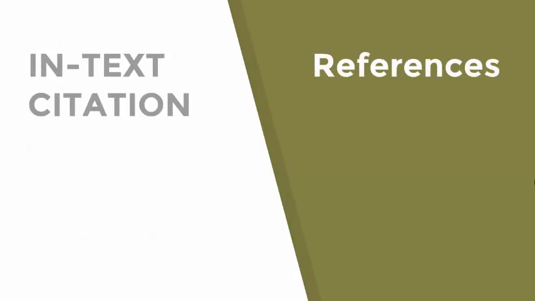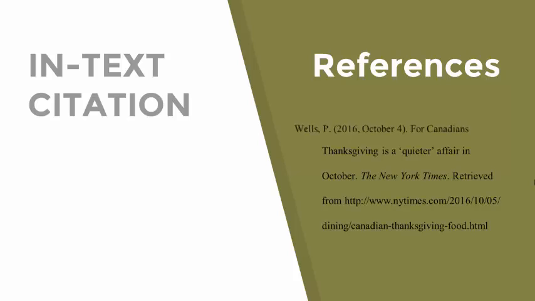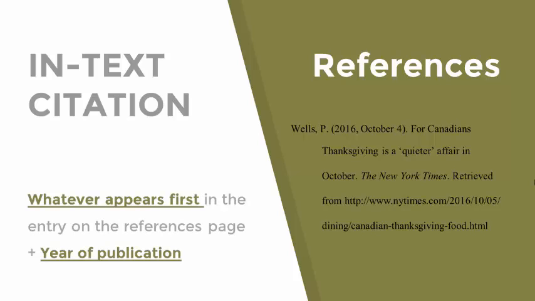Now, we can use a reference to help us figure out our in-text citation. Take a look at our reference here. We're going to use a couple of things from this reference for the in-text citation. First of all, we'll use whatever appears first in this entry, which for us is the author's last name. Secondly, we'll use the year of publication. What that means is that our in-text citation will be Wells 2016. We'll put it in parentheses and put a period after.